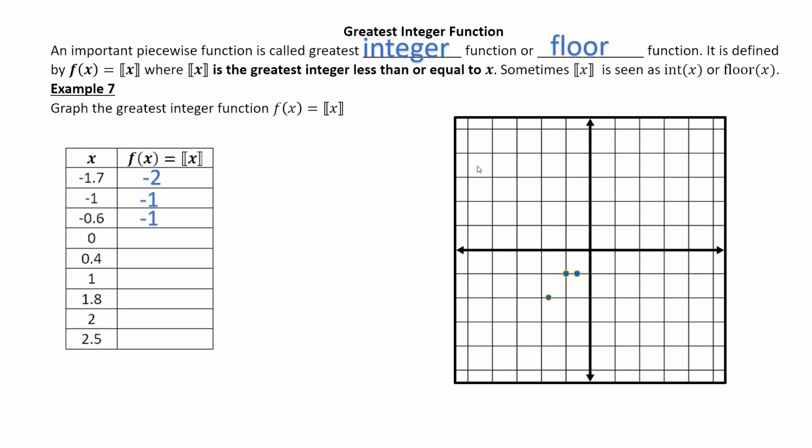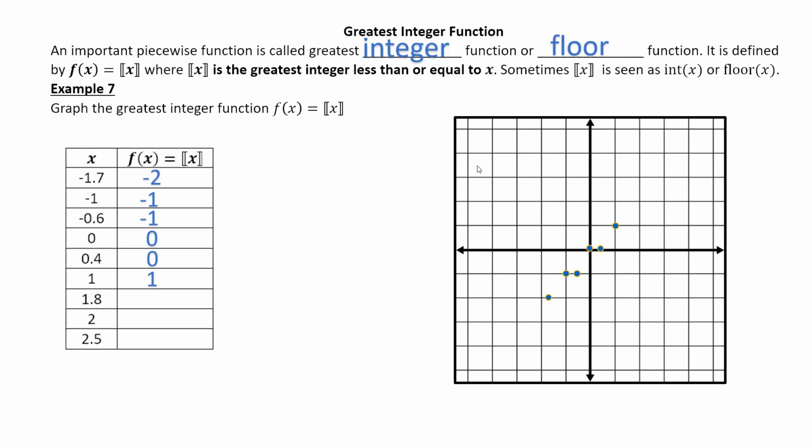If x is 0, the greatest integer less than or equal to 0 is itself, 0. At 0.4, we're just above 0, and so the greatest integer less than or equal to 0.4 is 0. So the point 0.4, 0 is on this graph. If x is 1, the greatest integer less than or equal to 1 is just 1. So the point 1, 1 is on this graph.